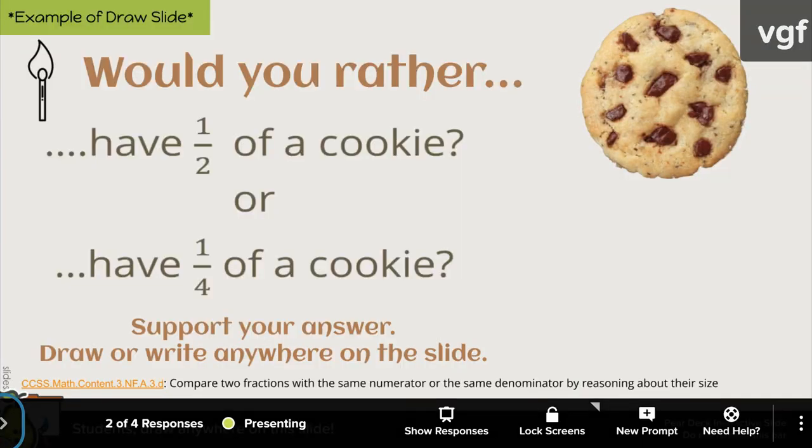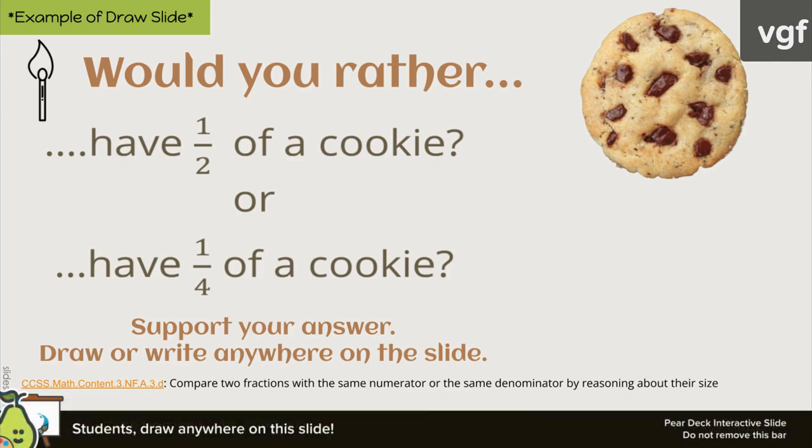This slide was an example of a draw slide. You will notice that you had the opportunity to draw on this slide or type text on this slide. And the question was, would you rather have half of a cookie or 1/4 of a cookie? And you were supposed to support your answer where you could draw anywhere on this slide.